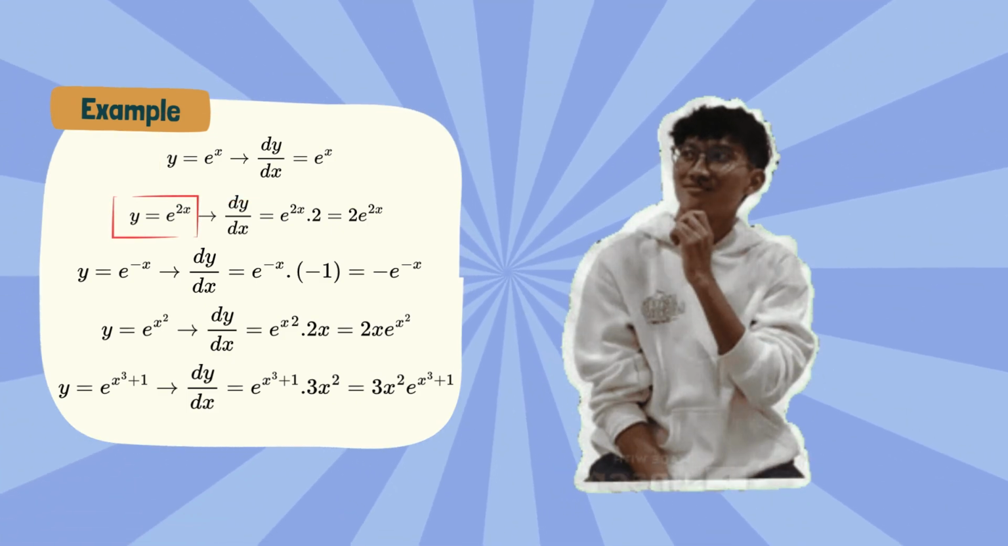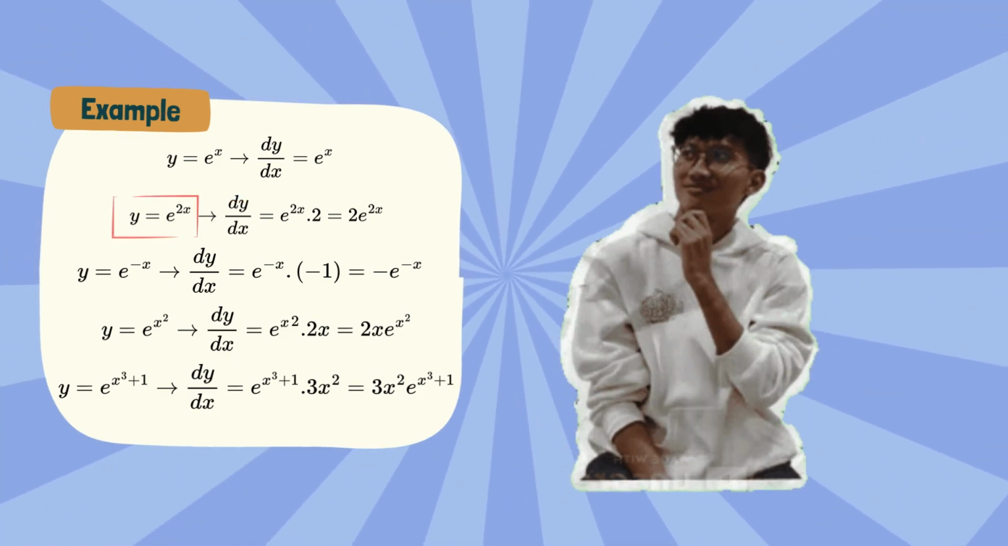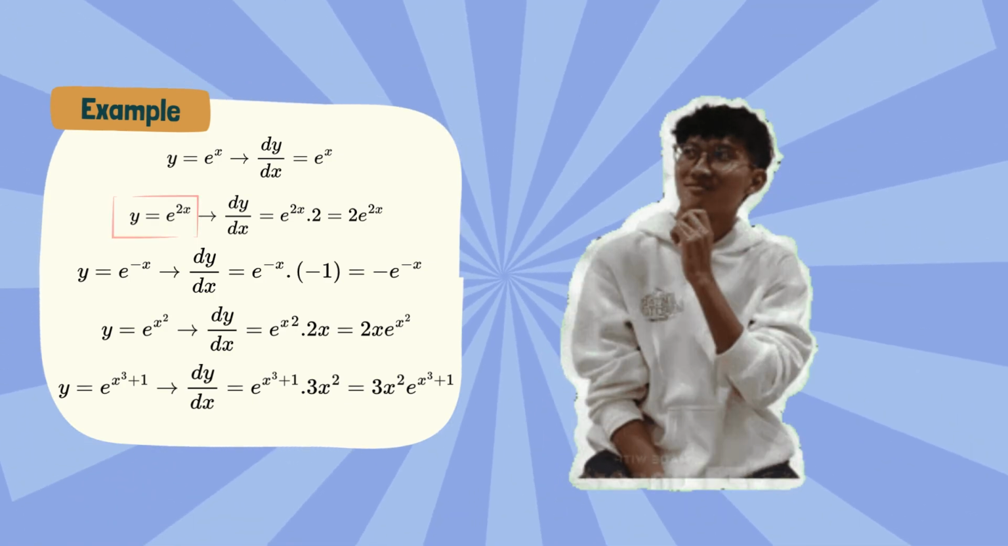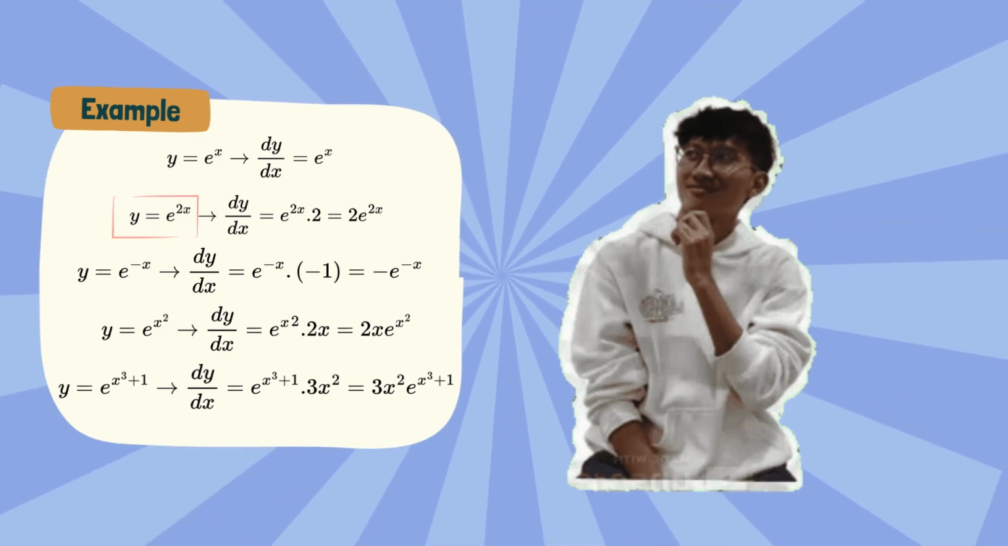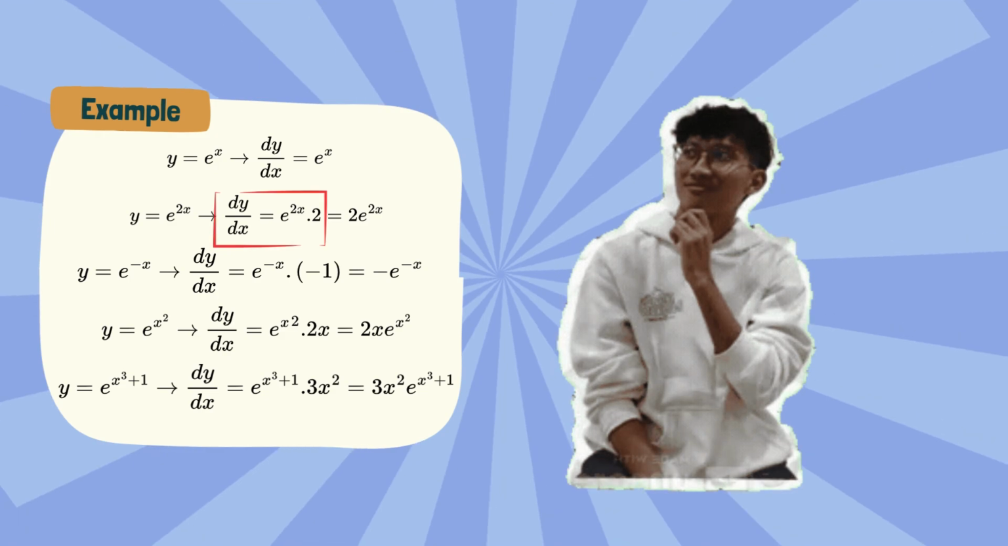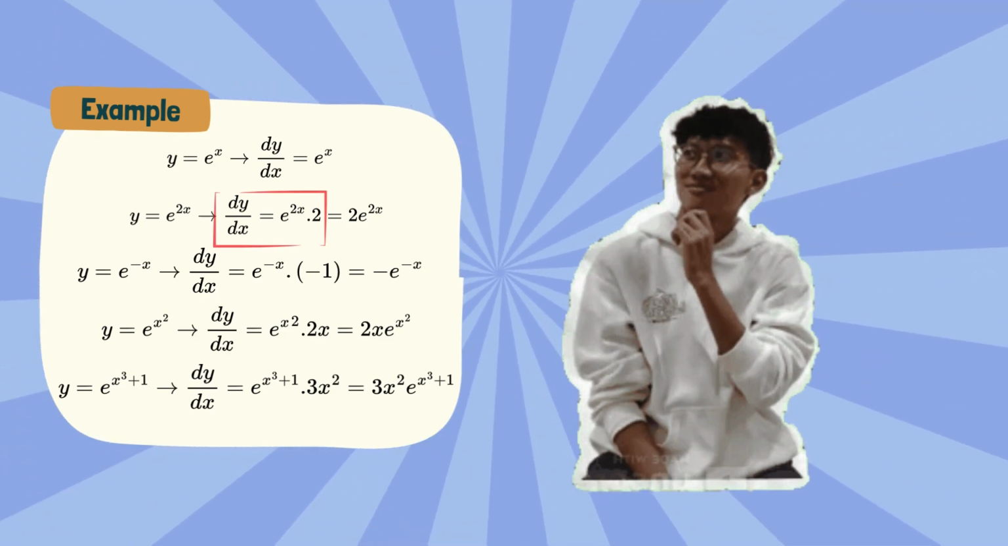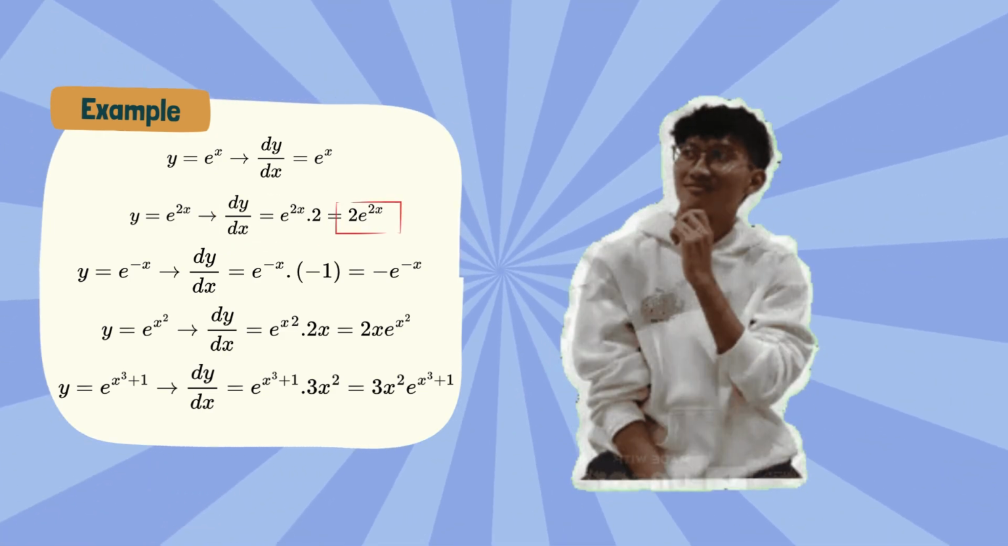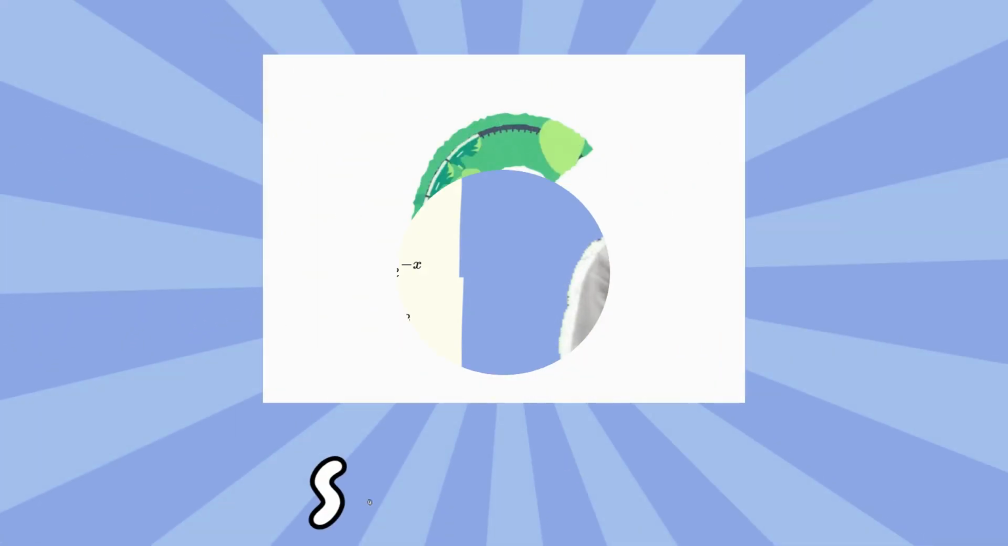Next example is e power of 2x. Copy back the exponential, which is e power of 2x, then differentiate 2x. You will get 2 and multiply it with e power of 2x. The answer is 2e power of 2x.